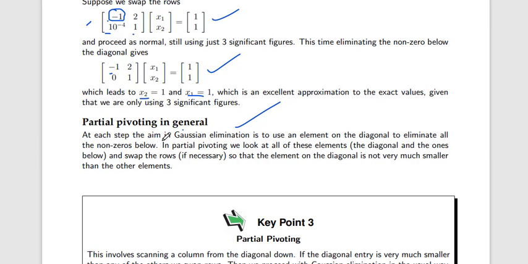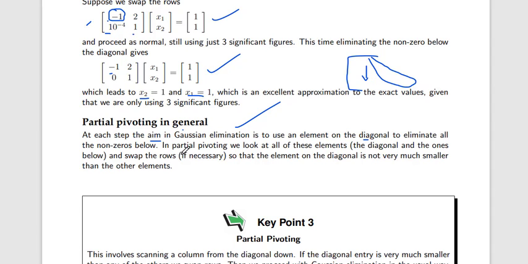So in general, at each step the aim in Gaussian elimination is to use an element on the diagonal to eliminate all the non-zero elements below. Okay, what will we do in Gaussian elimination? Below the diagonal element we will transform the elements into 0, to transform this matrix into an upper triangle matrix.